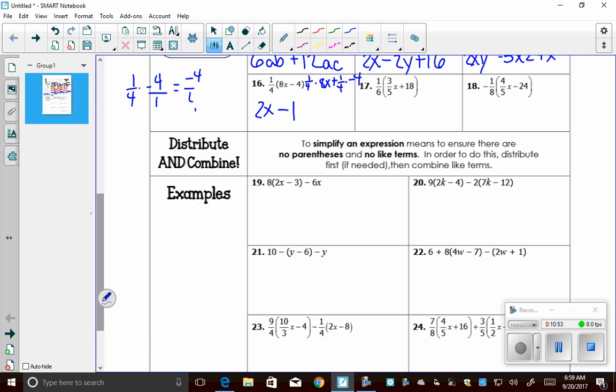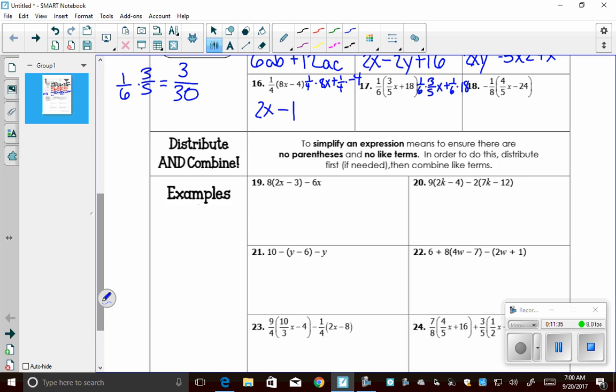Number 17, there are more fractions. You're going to have 1/6 times 3/5. Because when I distribute the 1/6, I'm going to have 1/6 times 3/5 x plus 1/6 times 18. So remember, multiply the top numbers together. So I'm going to get 3, multiply the bottom. 6 times 5 is 30.